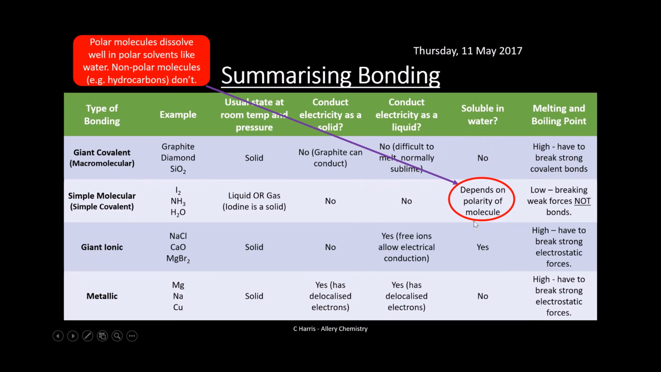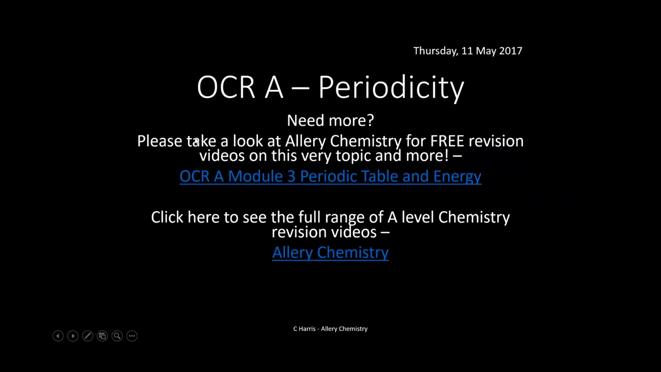Yeah, so this polarity bit's quite important as well. Polar molecules will dissolve well in polar solvents, but non-polar molecules, hydrocarbons, don't. If they're non-polar, they won't dissolve in a polar solvent. Okay, and that's it. That's pretty much a summary of the periodicity topic. This is for OCR A.